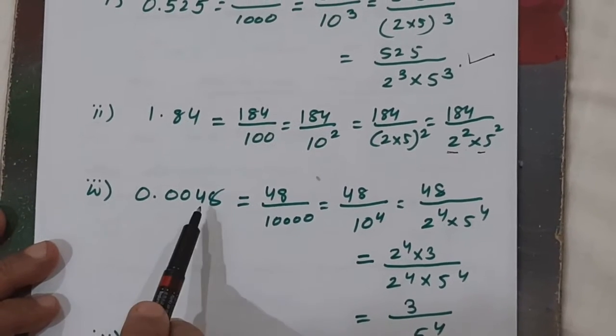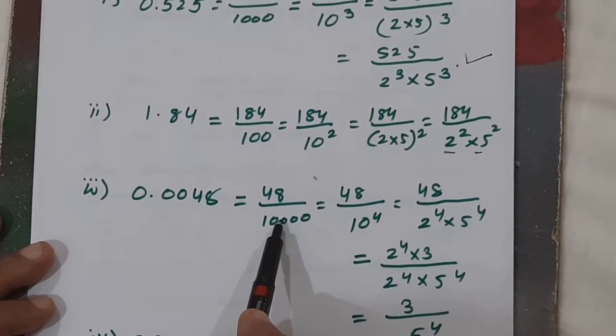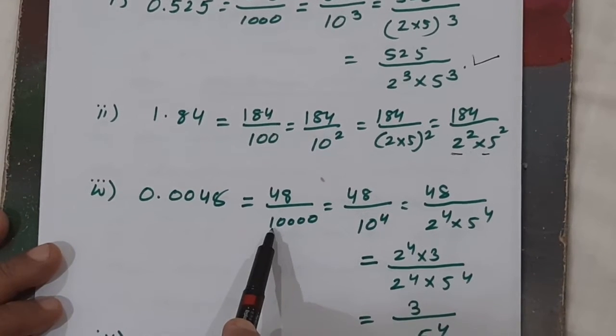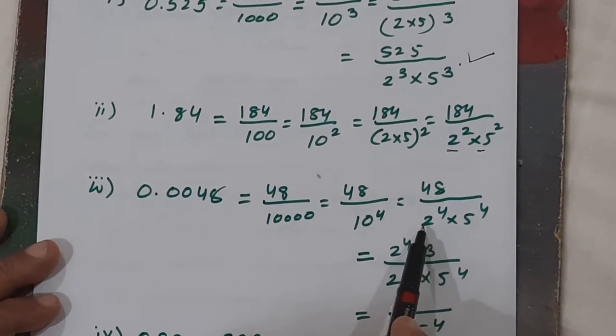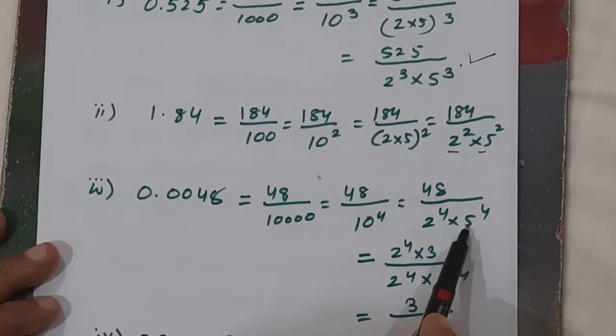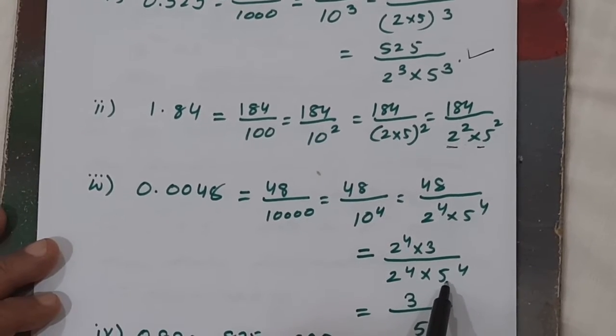0.0048. There are 4 decimal places, 1, 2, 3, 4. So there will be 4 zeros in the denominator, 1, 2, 3, 4. That will be 10,000, that is 10 raised to 4. 10 can be split, it will be 2 raised to 4 and 5 raised to 4.